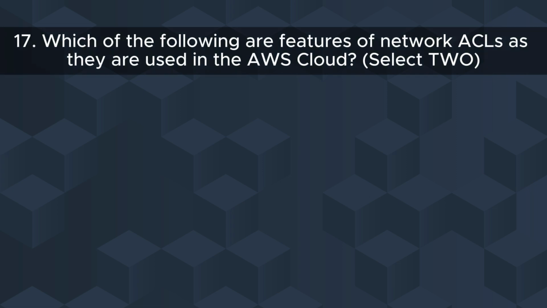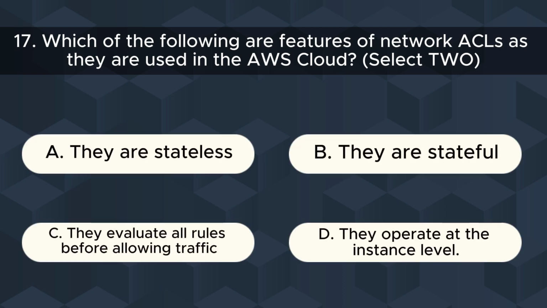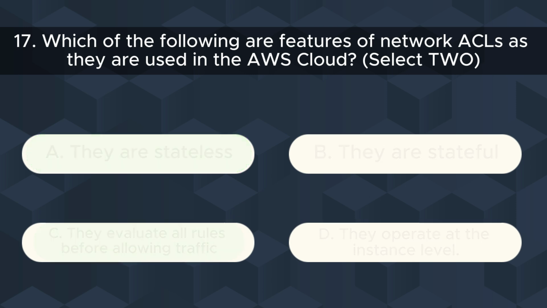Which of the following are features of Network ACL as they are used in the AWS cloud? Select 2. The correct options are Option A, they are stateless, and C, they evaluate all rules before allowing traffic. Network ACLs are stateless, meaning that they do not keep track of the state of connections, and they evaluate all rules for both inbound and outbound traffic before allowing or denying it.